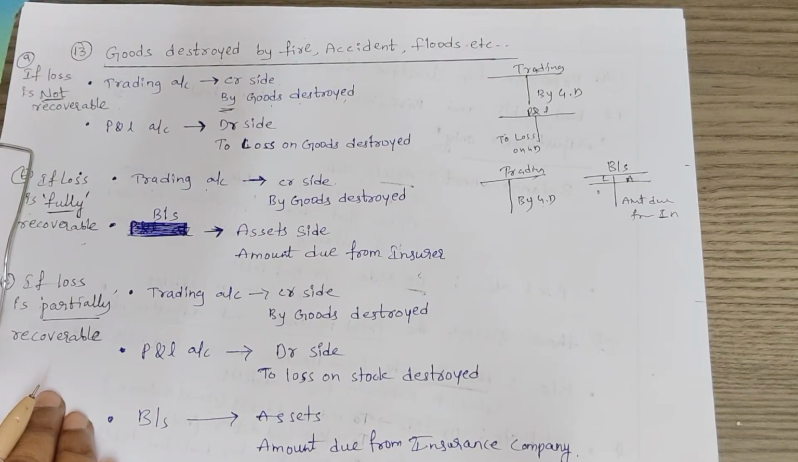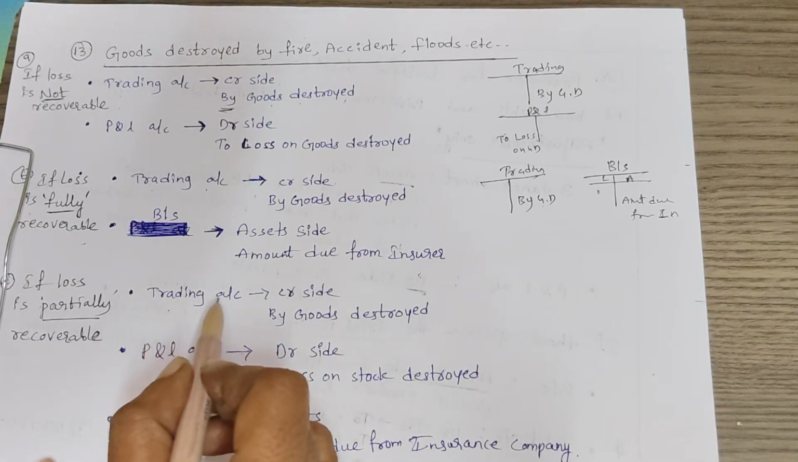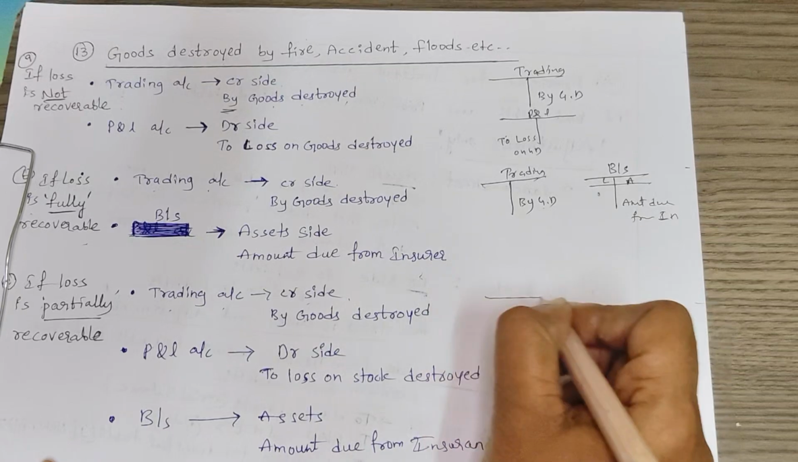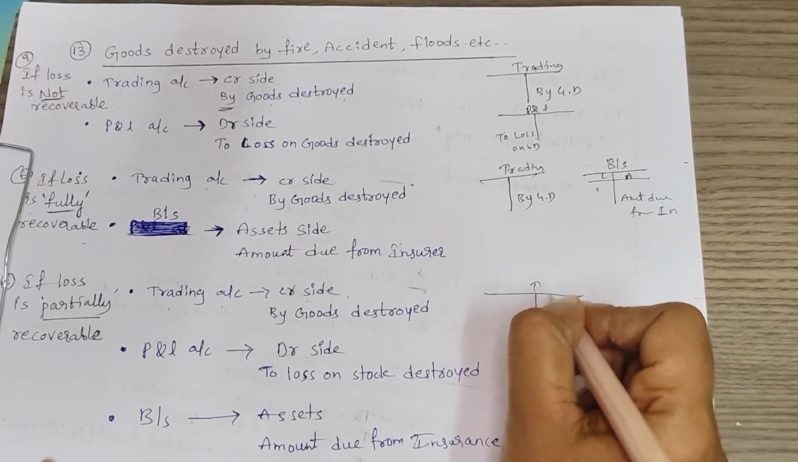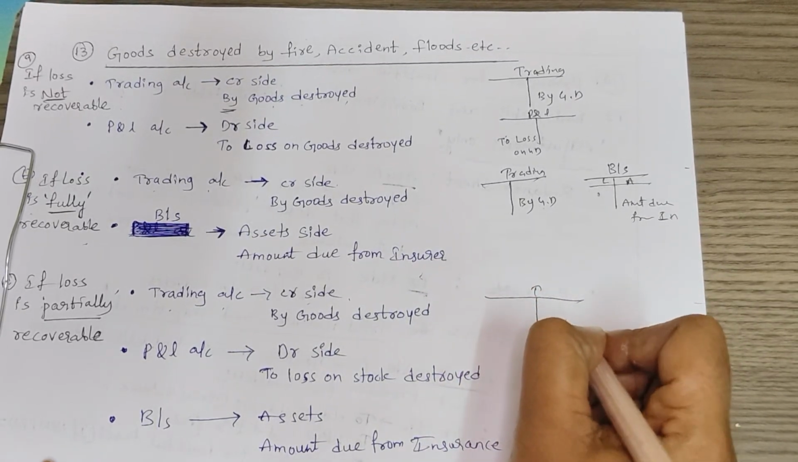This adjustment will come 3 times. One is trading account, credit side, by goods destroyed.